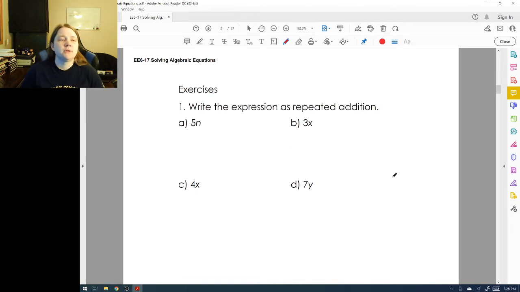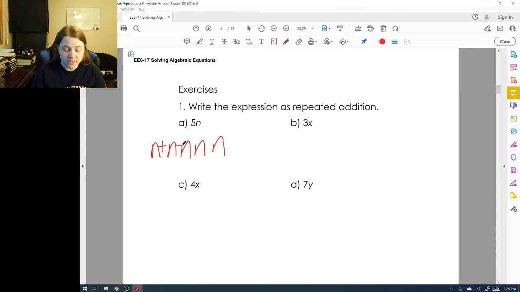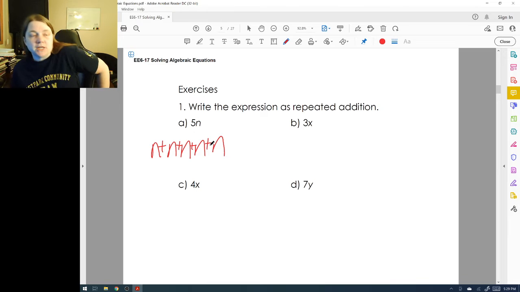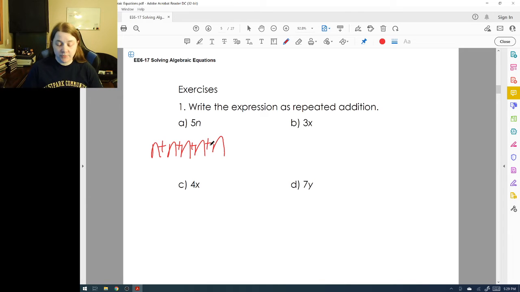So they want you to rewrite these expressions as repeated addition. Go ahead and try it on your own first, and then take a look at what the final answer is. Letter A is 5n. You're going to see the number n 5 times: n, n, n, n, n. Don't forget to put the addition signs in between there, because multiplication is repeated addition.